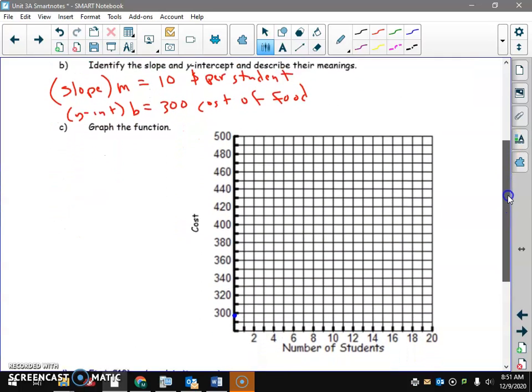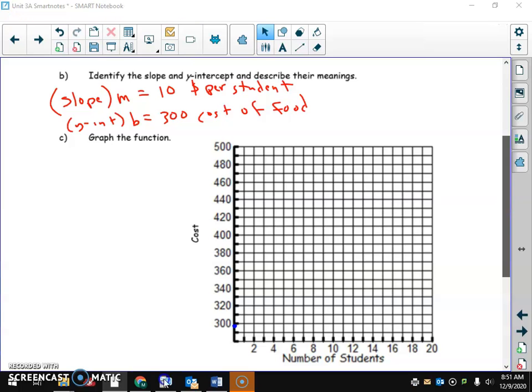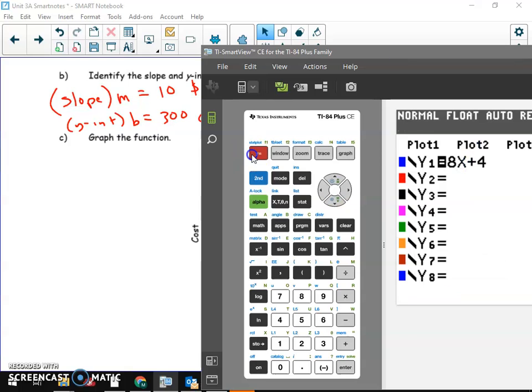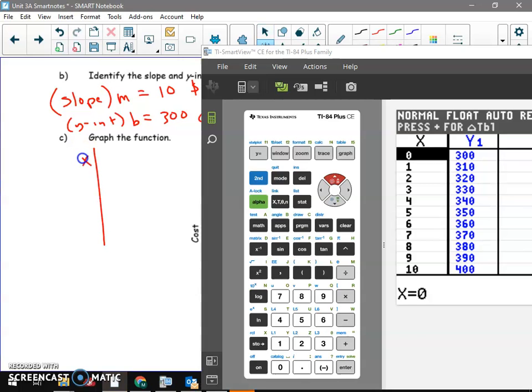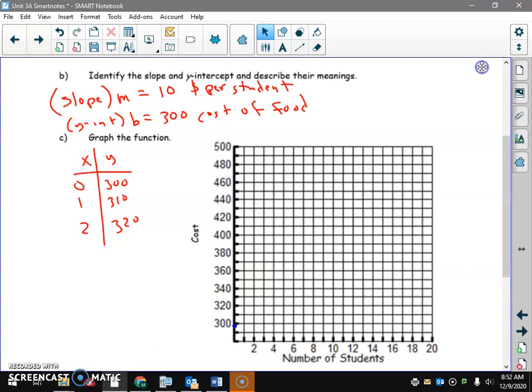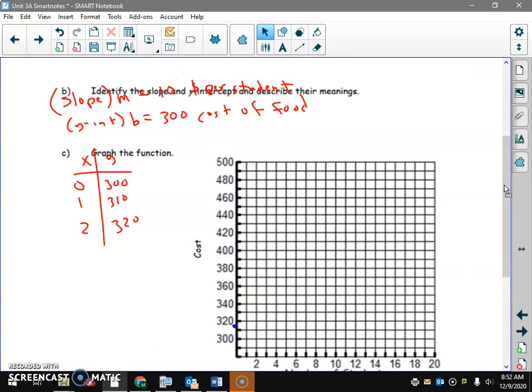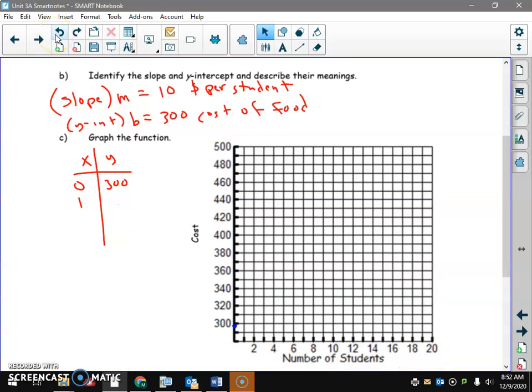Let's go down and graph. Let's go to y equals on our calculator, get a table like we like to do. Y equals 300 plus 10x. Second graph, back up to the beginning. 0, 300, 1, 310, and 2, 320. Beautiful. Let's graph it. 0, 300. Whoops. 0, 300.